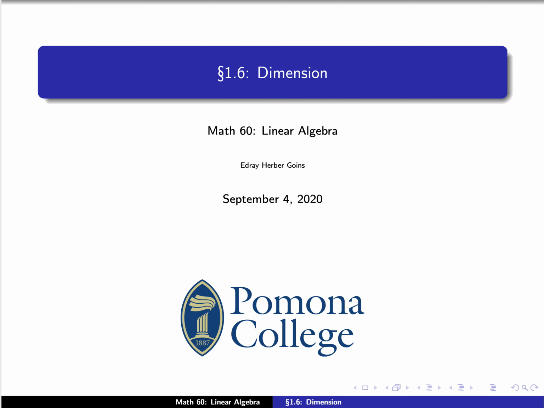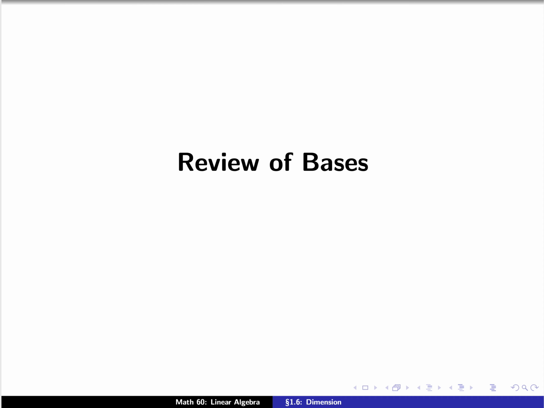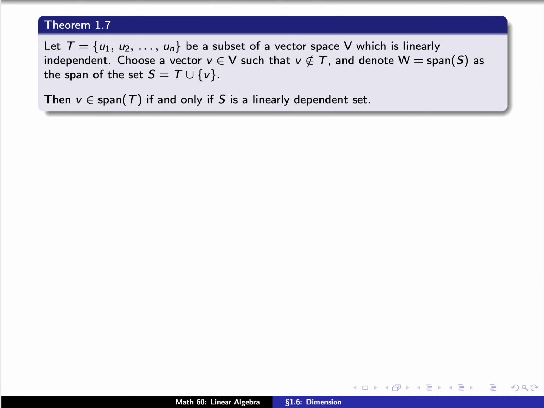Today we're going to talk about the dimension of a vector space. To this end, let's first review the basis of a vector space. We start out with the result that will help us to determine when a set S is a linearly dependent set. Let's say that T is a subset of a vector space V, which is linearly independent.